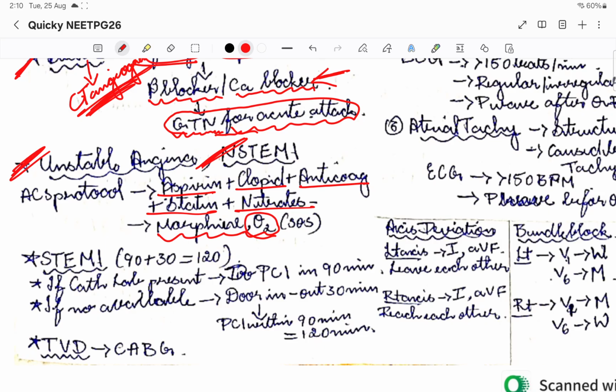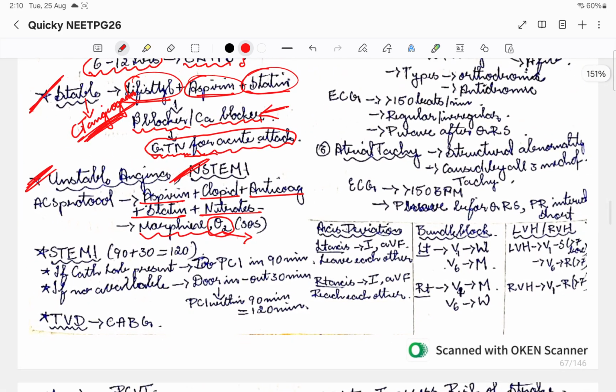supply will be given. Okay, with the oxygen supply, please be careful, please do not give it to everyone, only if needed, because it might cause reperfusion injury also. So with reperfusion injury, we ourselves will be causing the damage. So oxygen should not be given to everyone, only when there is SpO2 lowering. That is when we'll go for oxygen delivery.